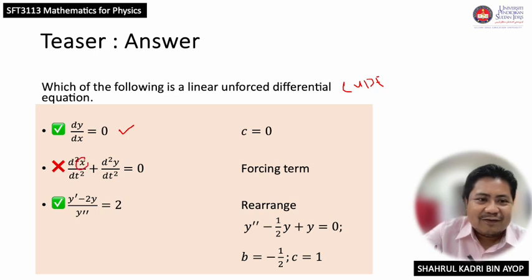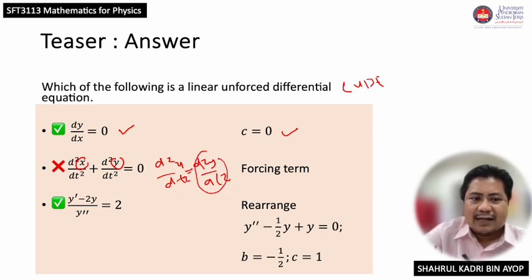Because it involves two different things, two different functions. Okay, so this is not a linear unforced differential equation. Okay, so this is okay. This is okay. This is not okay because it has a forcing term. Because if we rearrange back, dx over dt equals dy over dt. Okay, so there is a forcing term on the right side.